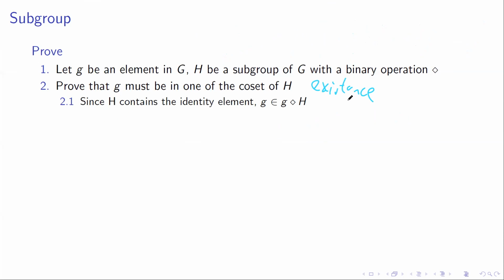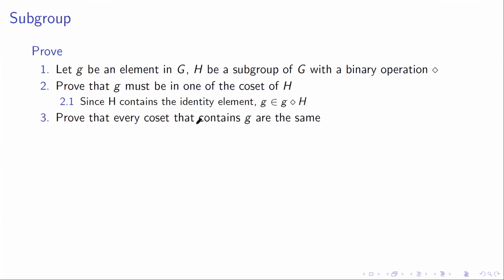Since H contains the identity element, we know that G must exist in one of the coset, G multiplied by H, which also contains G itself. So G must be in one of the coset. And now we prove that every coset that contains G are the same. How can we prove this?